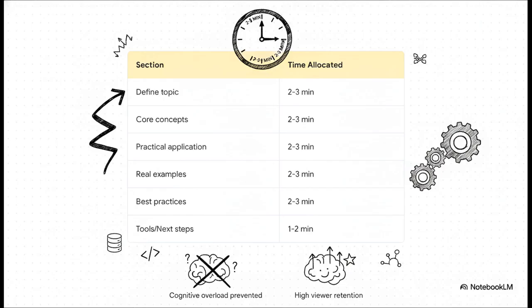That main content chunk is divided into very distinct 2 to 3 minute segments. First, you define the topic and why it matters for about 2 to 3 minutes. Then you move right into core concepts for another 2 to 3 minutes. After that, practical application, real examples, and best practices, each of those getting their own dedicated little blocks. Finally, you cap it all off with a quick minute or two on tools and next steps.